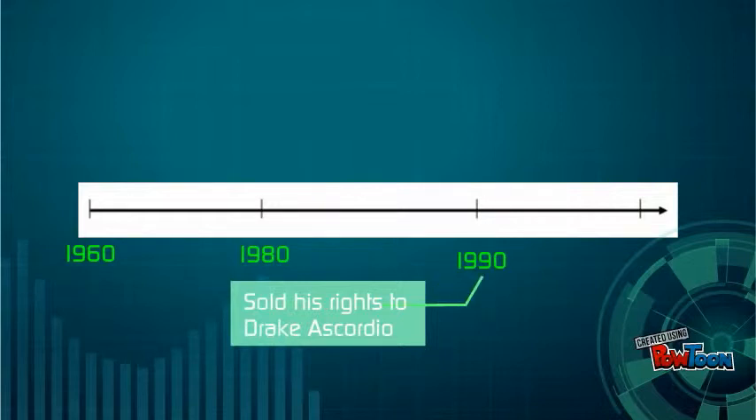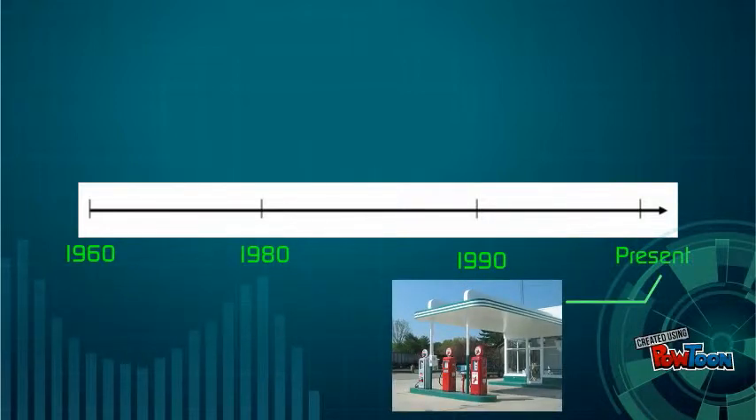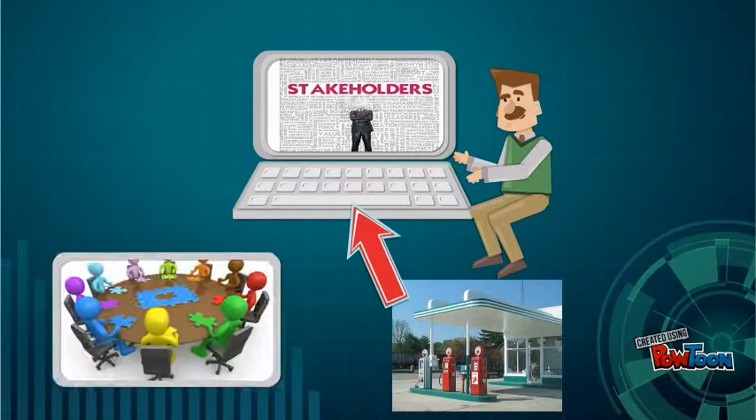in 1990. ACD Company, as it is today, is a family-owned corporation which is composed of the wife and children of Drake Scordio as stockholders.